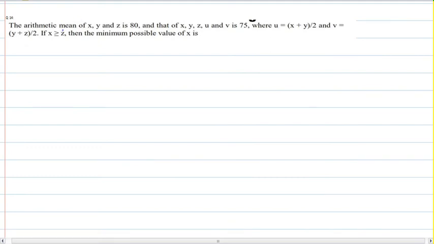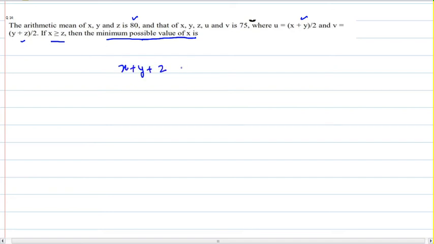What does this say? Arithmetic mean of X, Y, Z is 80 and that of X, Y, Z, U, V is 75, where U is equal to (X plus Y) by 2 and V is equal to (Y plus Z) by 2. If X is more than or equal to Z, what is the minimum possible value of X? While I'm reading this problem, it sounds like a maxima minima based question. But when you give me arithmetic means, I think this is a question based on averages. I'll directly go for sum of values.